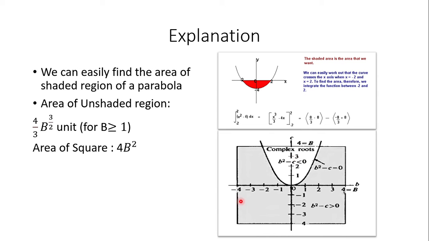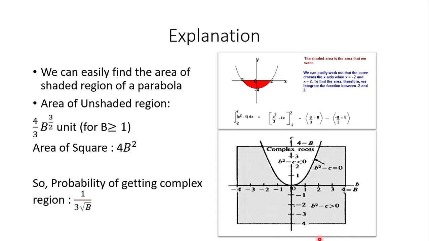As each side of the square is 2b, the area of the square is 4b square. Now we know the area of the unshaded region and the area of the square, so we can find the probability of getting complex roots. If we divide 4 by 3 into b to the power 3 by 2 by the total area 4b square, we get that the probability of getting complex roots is 1 by 3 into root b.